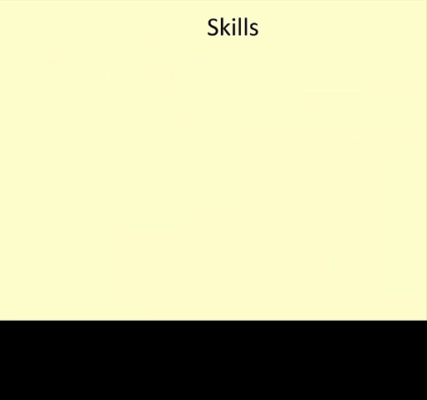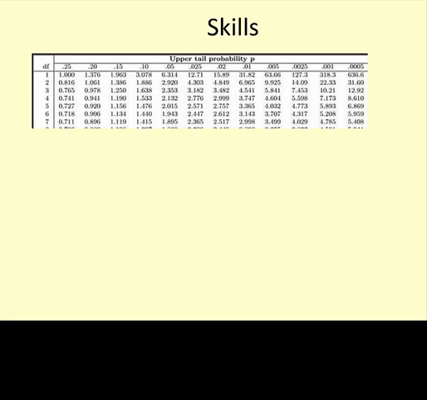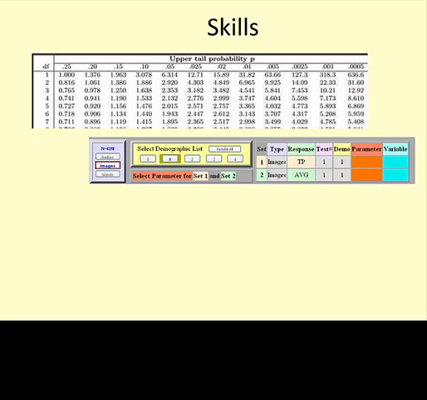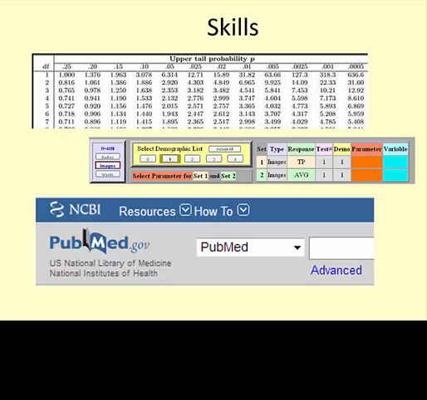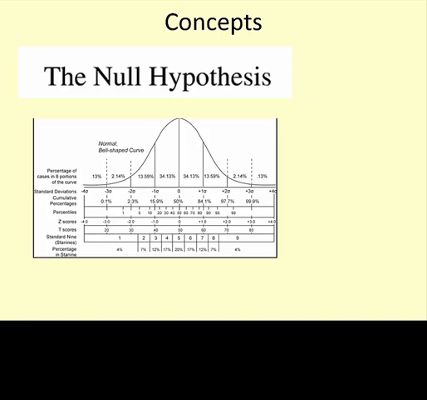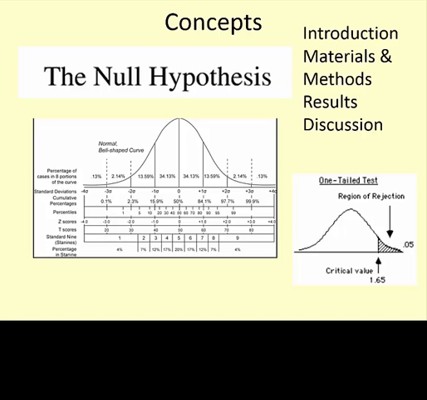The laboratory skills you will meet in this lab include calculating a p-value using a t-value and table, using a web database to retrieve demographic data, using PubMed or other academic databases to retrieve a peer review article. The concepts covered in this lab will include understanding the concept of a null hypothesis, understanding statistical analysis, understanding rejecting or accepting a null hypothesis by interpreting a p-value, and understanding the structure of a scientific paper.